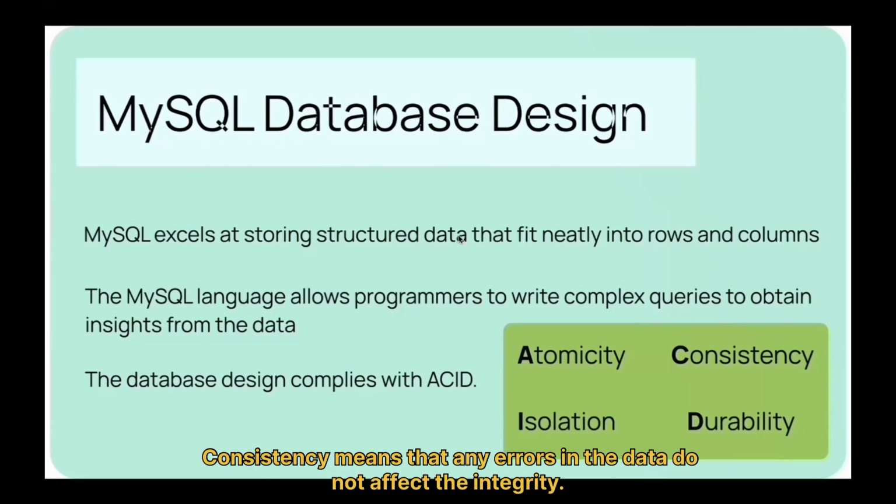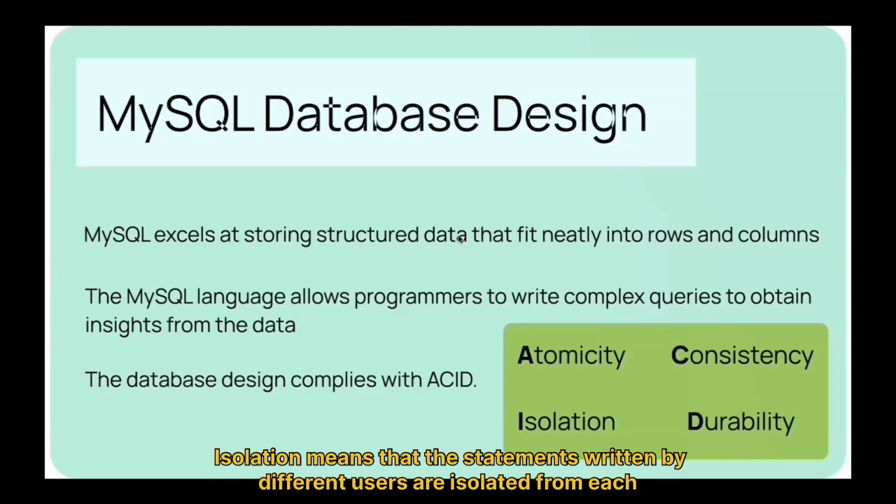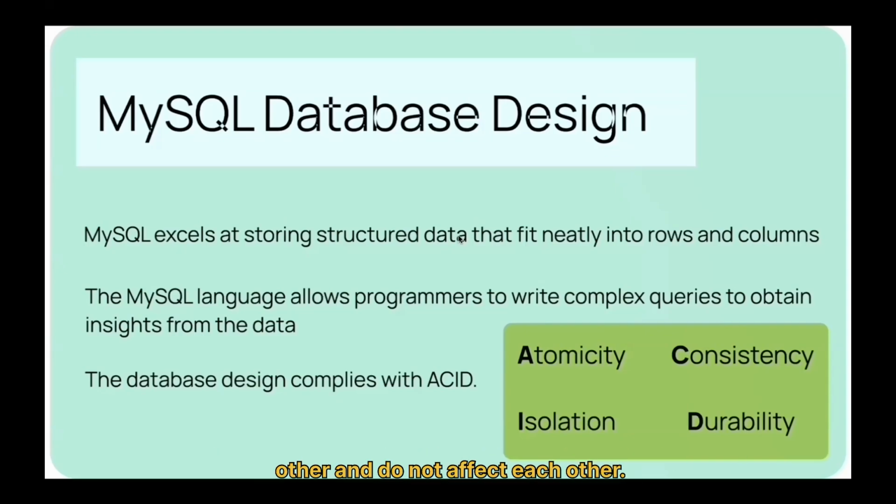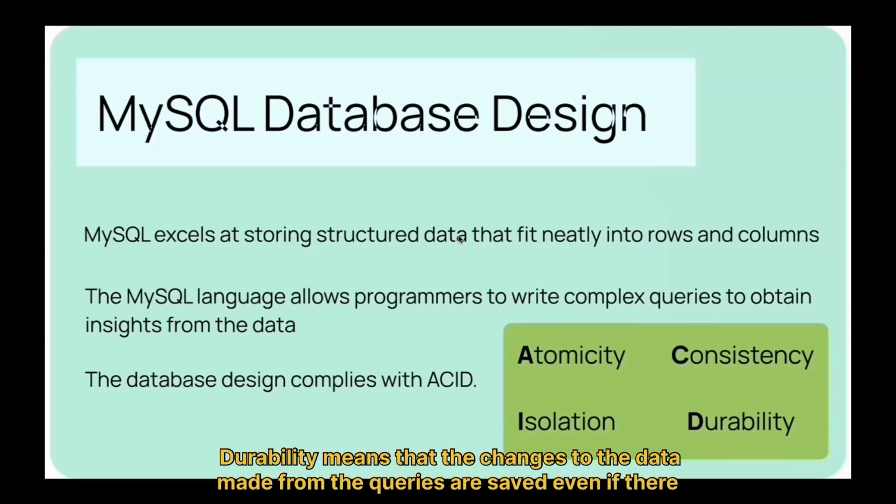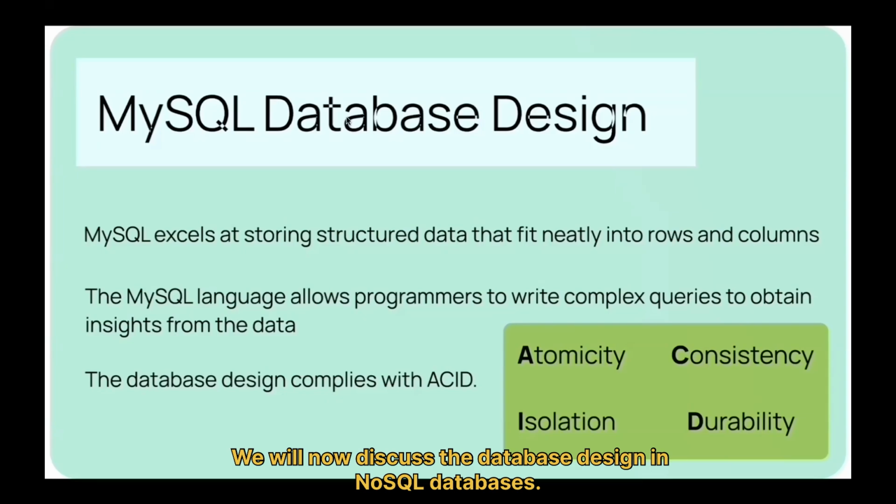Consistency means that any errors in the data do not affect the integrity. Isolation means that the statements written by different users are isolated from each other and do not affect each other. Durability means that the changes to the data made from the queries are saved even if there is a system failure. We will now discuss the database design in NoSQL databases.